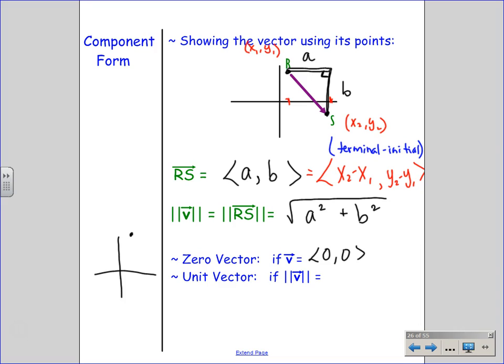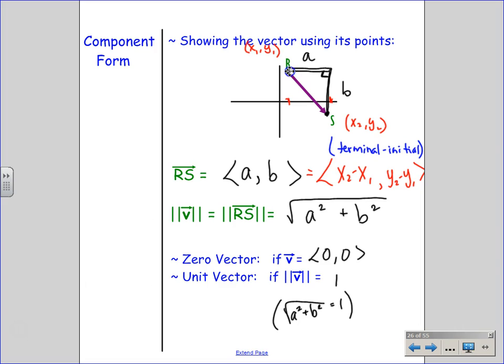A unit vector. Unit. Where have we seen unit this year? What's so special about the unit circle, about its size? What's 1? The radius is 1. So what do you guys think about the unit vector? What's its magnitude going to be? 1. AKA, a squared plus b squared has to equal 1, right? Okay.